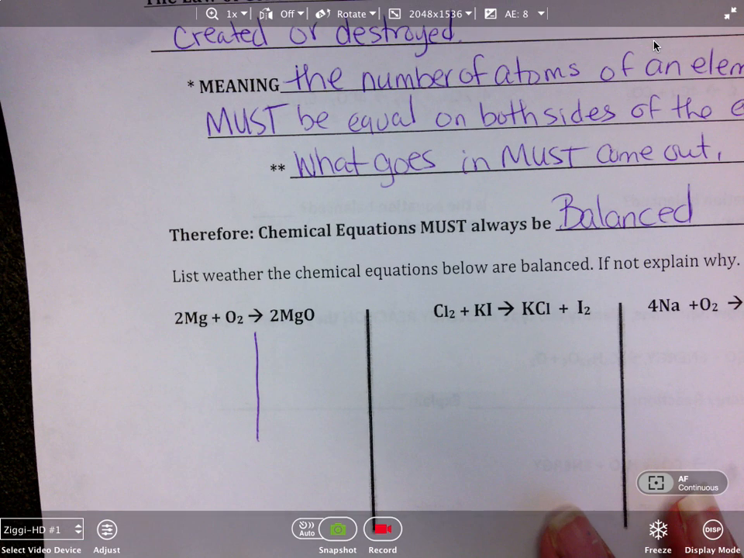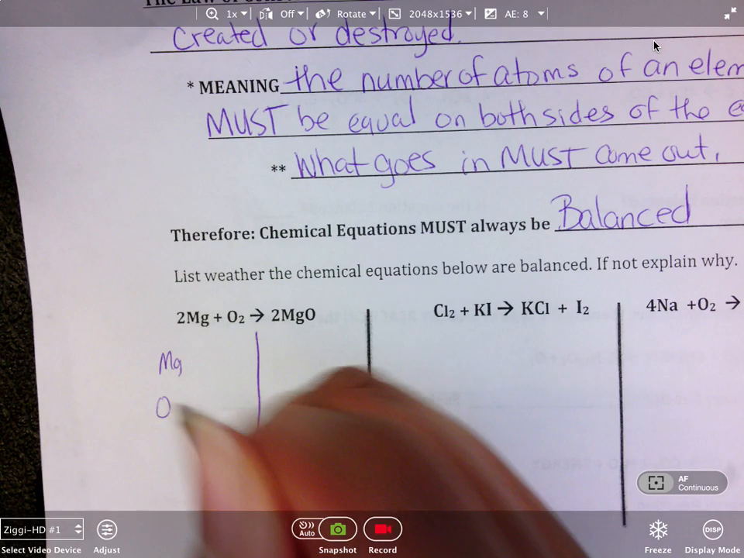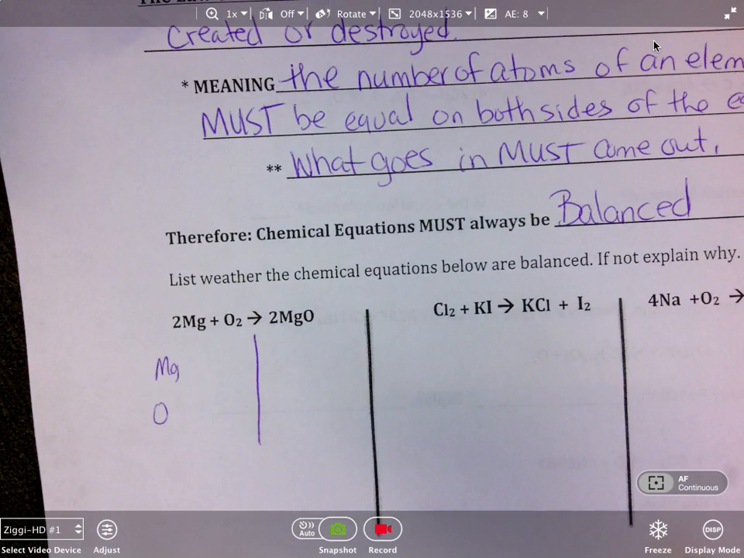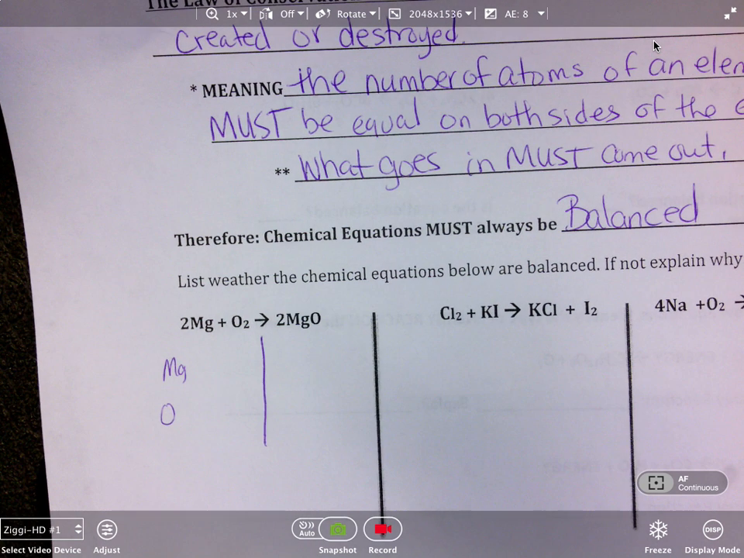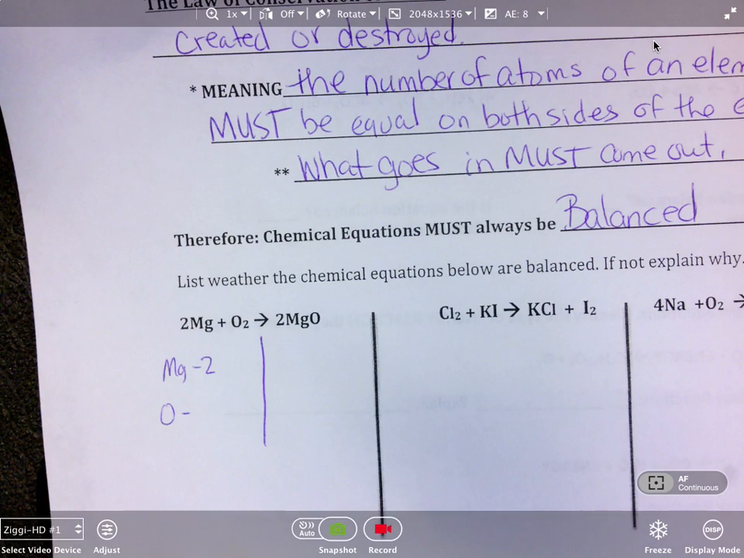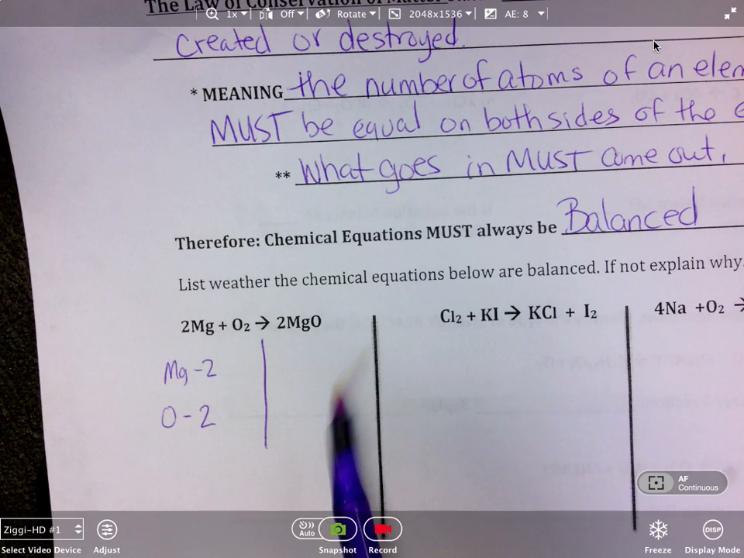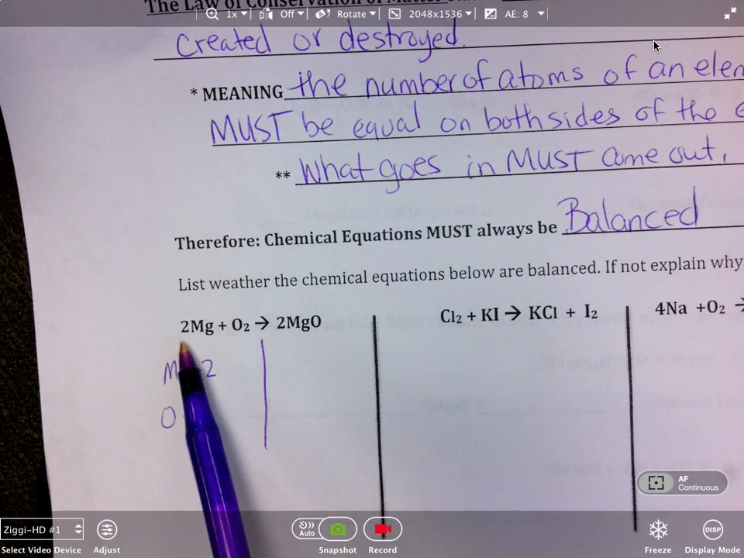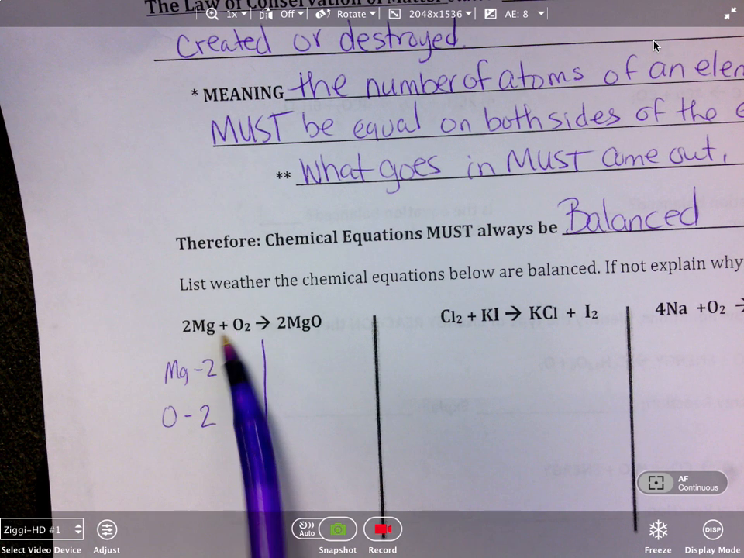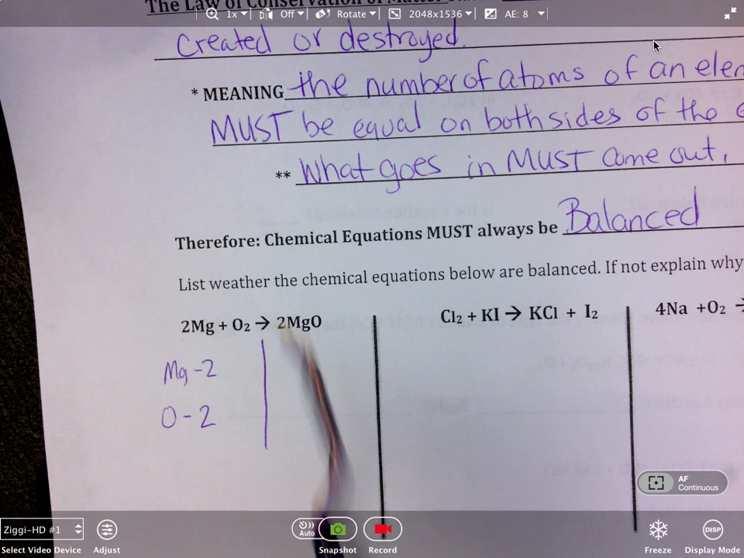What elements do we have on the reactant side? And oxygen. How many magnesium do we have? Two. How many oxygen do we have? Two. On the product side, it's not four, because the two is only distributed to the elements it's close to, just like in math. They're separated by the plus sign, so you don't distribute the coefficient. What elements do we have on the product side?